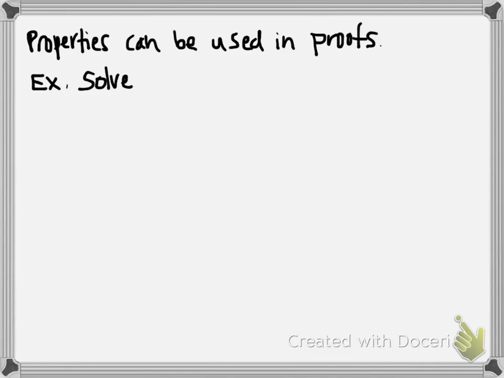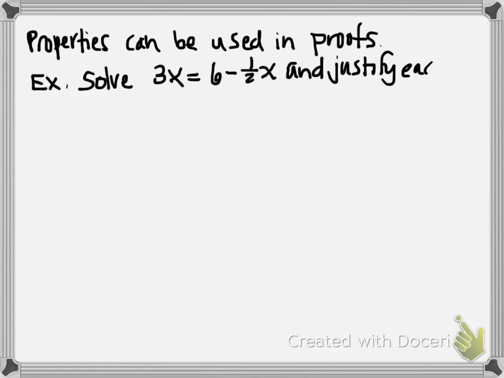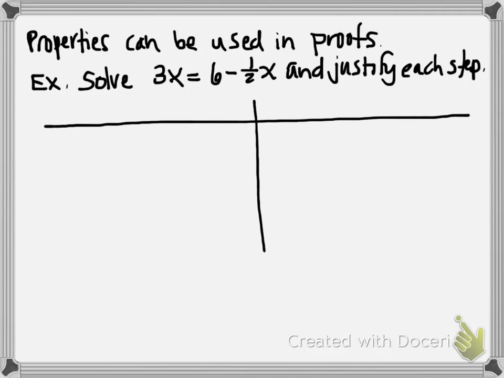So directions are going to say solve 3x equals 6 minus 1/2 x, and justify each step. And we actually could have had you do this last year with all the properties that you've learned. So first, let me introduce to you a common style for doing proofs, and that's called a two-column proof. The reason why they call it a two-column proof is because it literally is two columns.